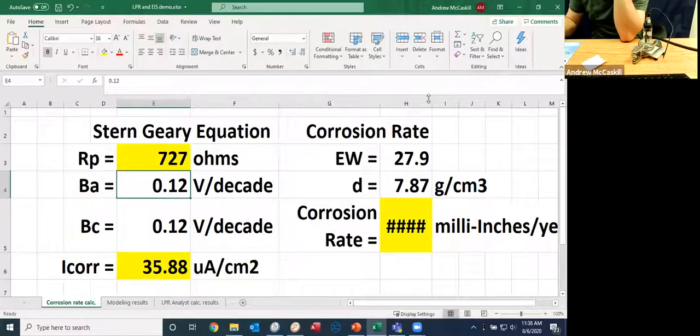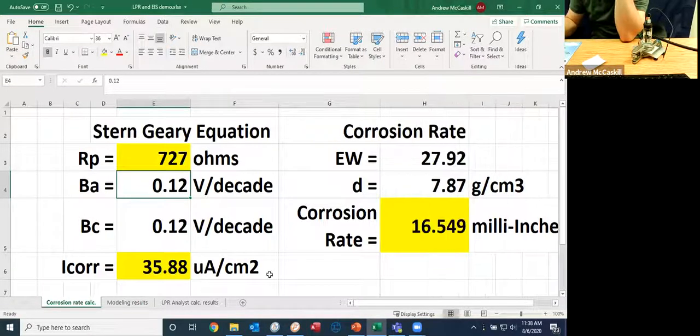So if we go with this, let's make this a little bit bigger. Based off our RP value of 727, using the same Tafel constants, the default ones that we used, and all the same density and equivalent weight that we used previously, we get a corrosion current that's come down to about 35 microamps per centimeter squared.